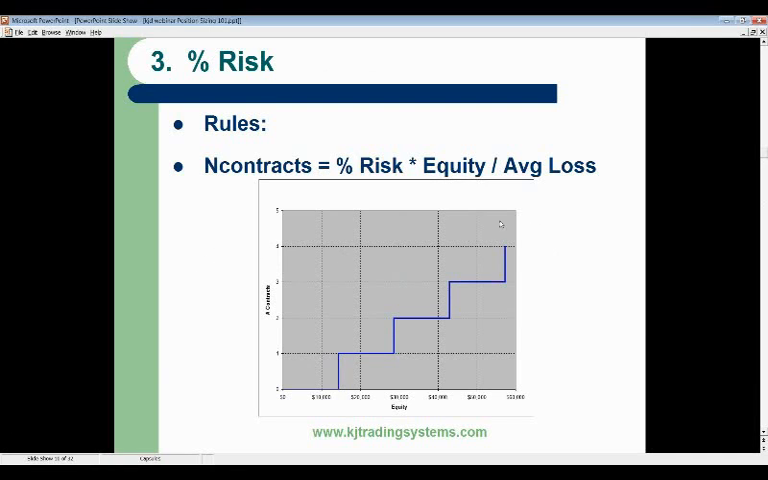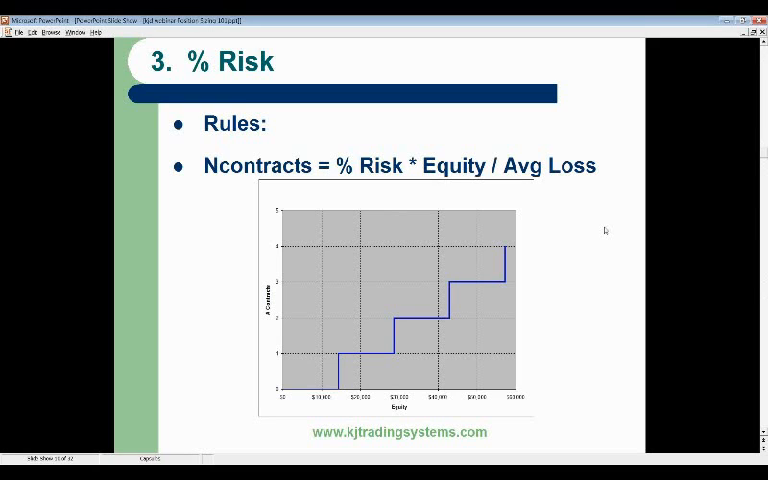Percent risk. Now this one, there's a couple different ways to do it. I'm using the average loss, so your average trade. Some people use the maximum loss, and actually if you want to be a stickler about the percentage loss, you would want to use the maximum loss rather than average loss. But what you do here is, let's say you want to risk 2% of your equity on any trade. So you multiply 2% times your equity, you divide it by your average loss, and then you get the number of contracts.